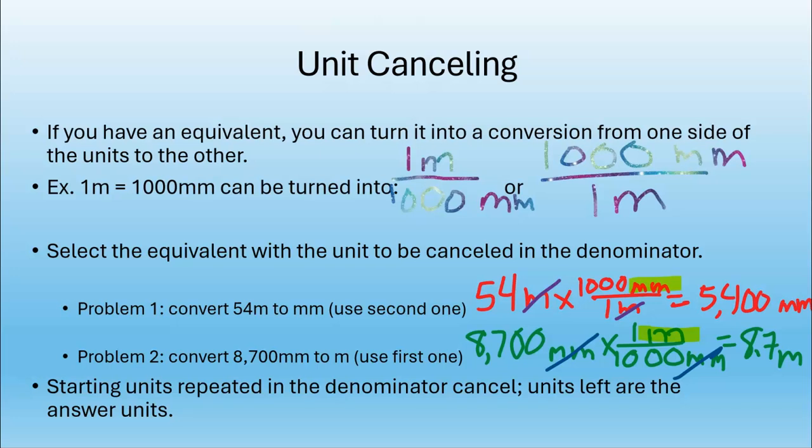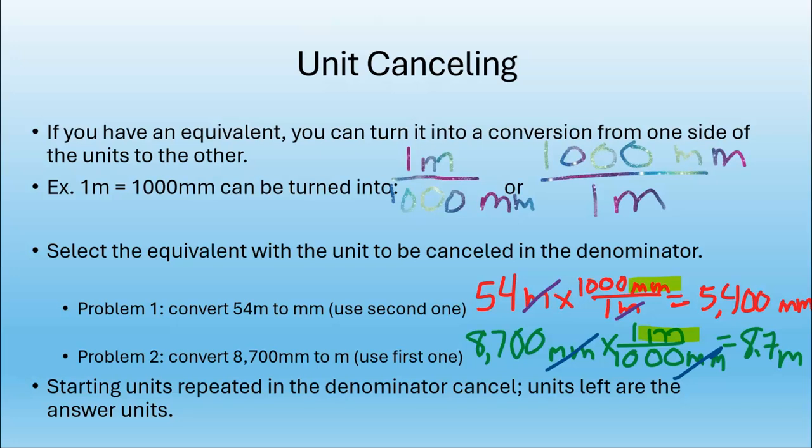So we can use these units in a way to convert between units by unit canceling. If you have an equivalent, you can turn it into a conversion, a ratio that's basically equal to 1, but it is 1 unit on the top and the other unit on the bottom. So let's say, for example, we know that 1 meter equals 1,000 millimeters. That could be turned into 1 meter over 1,000 millimeters, or it could be turned into 1,000 millimeters over 1 meter. And basically both of those are 1.